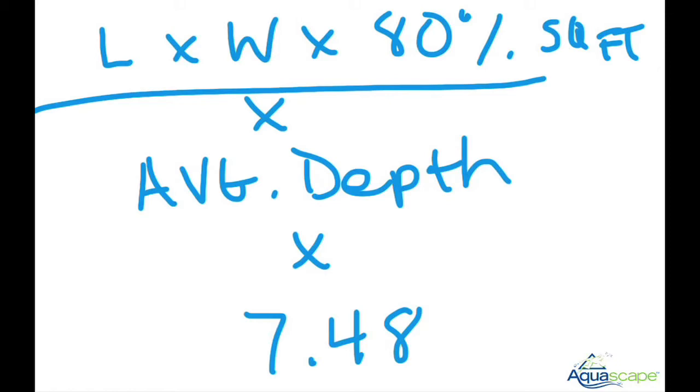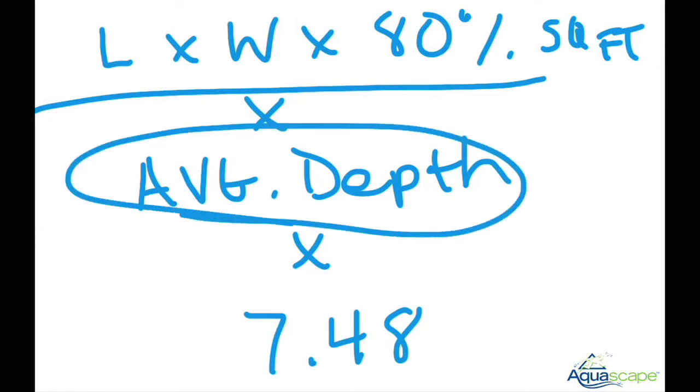We then multiply the square footage by the average depth of the pond. We say the average depth and not the maximum depth. The average depth of a 2-foot deep pond would then be 1 foot deep.